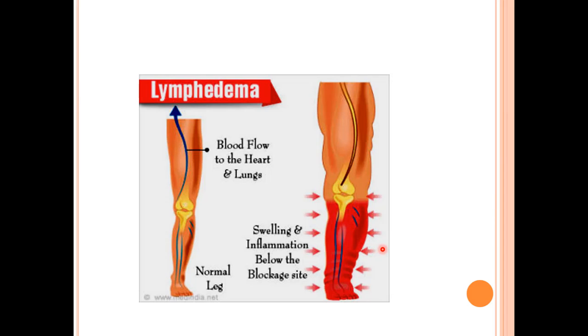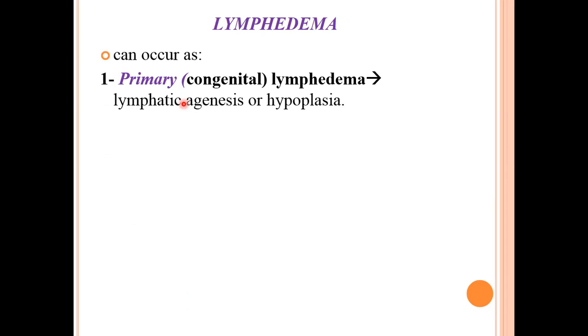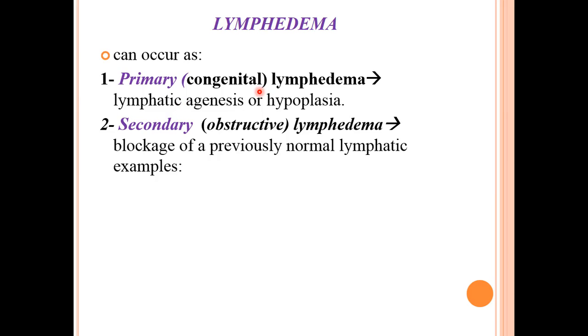With time, this will lead to swelling and inflammation of the tissues below the level of the obstruction, leading to the formation of lymphedema. Lymphedema in general can occur as either a primary problem or a secondary problem. Primary lymphedema is usually congenital in pathogenesis and is usually the result of lymphatic agenesis or hypoplasia. We mean by that either the lymphatic in a certain location in the body is completely absent or it's hypoplastic, so it's underdeveloped. Congenital or primary lymphedema usually manifests early in life during childhood.